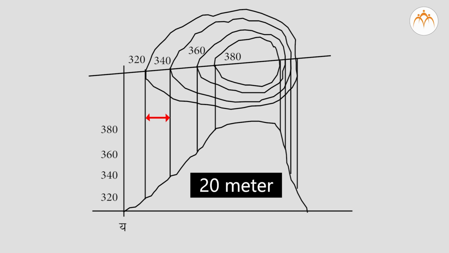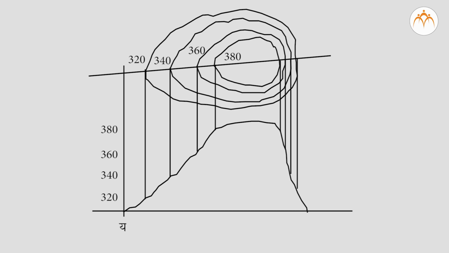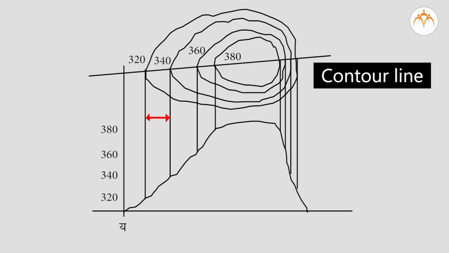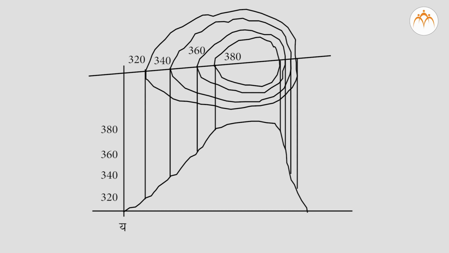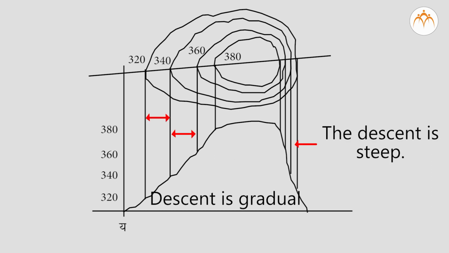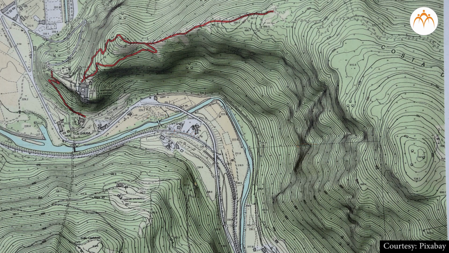Now look at the graph showing the landform marked with the help of the contour lines. On the y-axis, the distance of 20 meters is shown. On the left side, where the contour lines are separated considerably, the descent is gradual, and on the right side, the contour lines are close to each other, the descent is steep. With the help of contour lines, different aspects of the slope are exhibited, may it be steep, gradual or uneven.